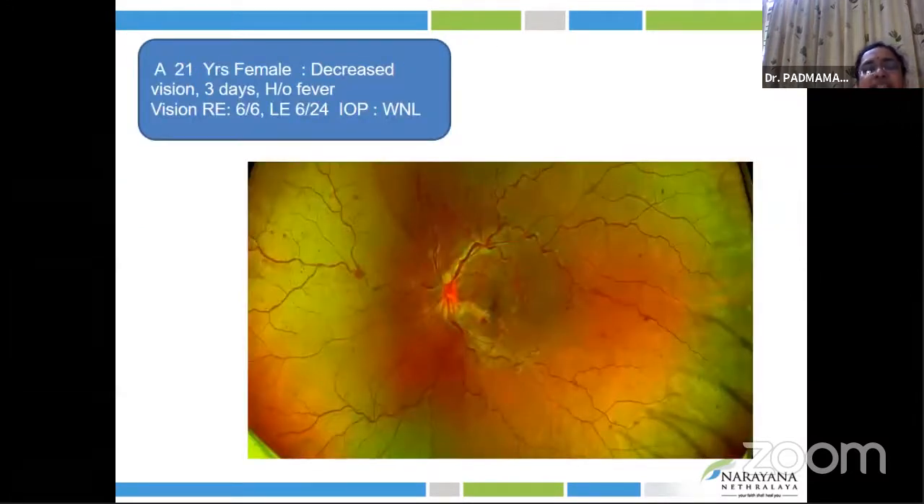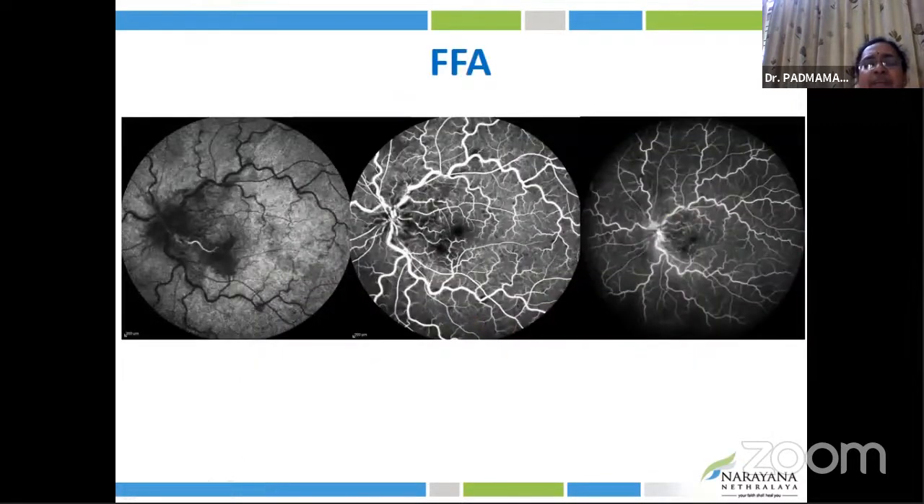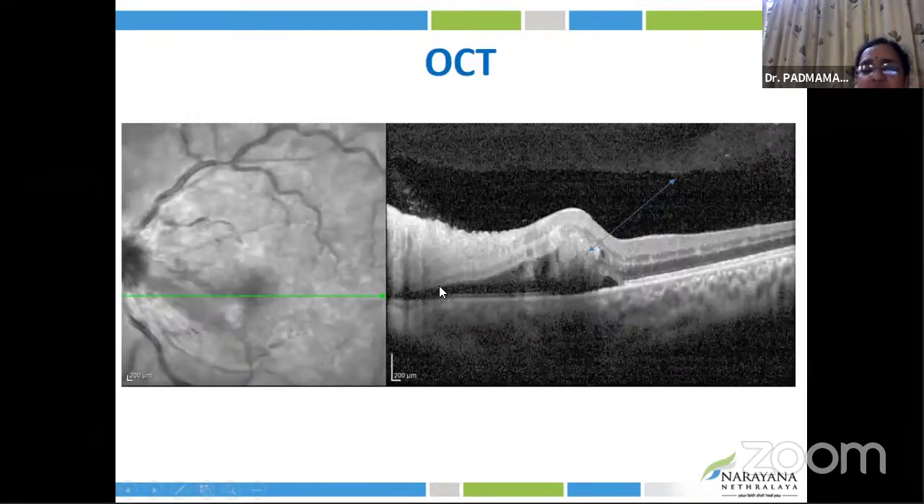The next case is a 21-year-old female presented with decreased vision of 3 days duration. She gave history of fever, visual acuity of 6/24. We could see the hyperemia of the disc with multiple retinal hemorrhages with focal areas of retinitis in the posterior pole. FFA shows early hypofluorescence with late hyperfluorescence with multiple hyperfluorescent spots corresponding to the areas of the retinal hemorrhages with tortuous vessels. OCT shows altered foveal contour with focal areas of hyperreflectivity underneath the fovea.